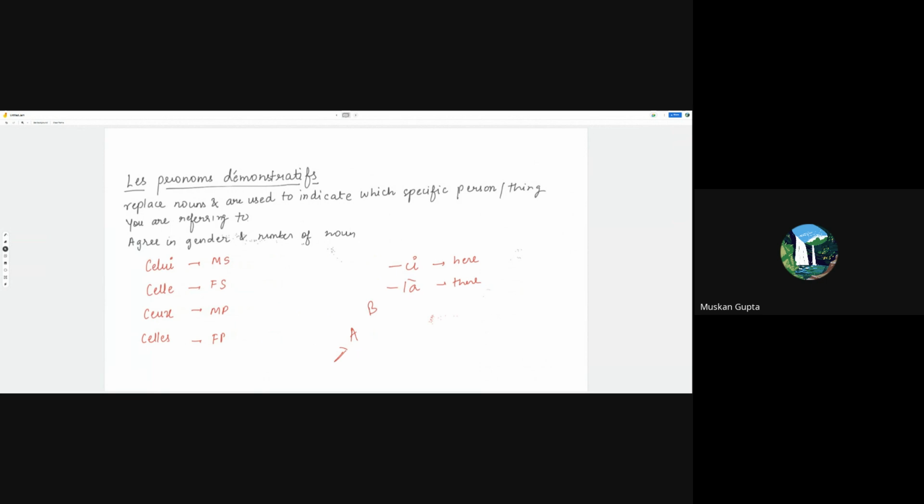When you're pointing to something which is closer to you, you will use -ci, like celui-ci. Celui-là is for the one that is a little bit distant. Sometimes it's also used in the sense of an adjective demonstrative, but in your syllabus it's rare. But you should know: it's like cet -ci, cet -là. Don't get confused. It just means when you have two objects and you have to choose between them. This is clear.